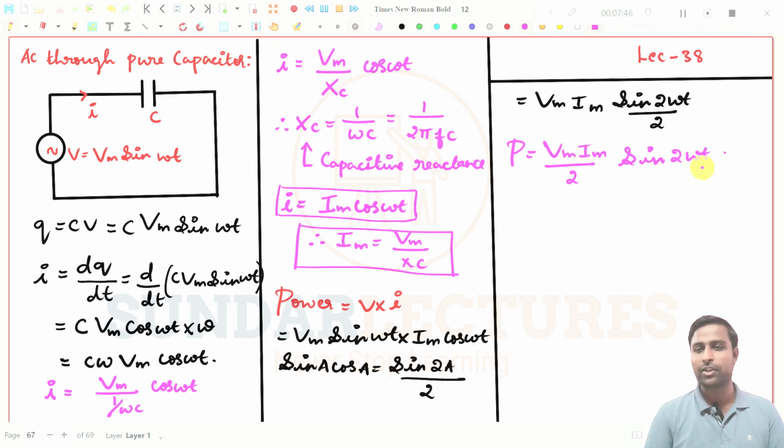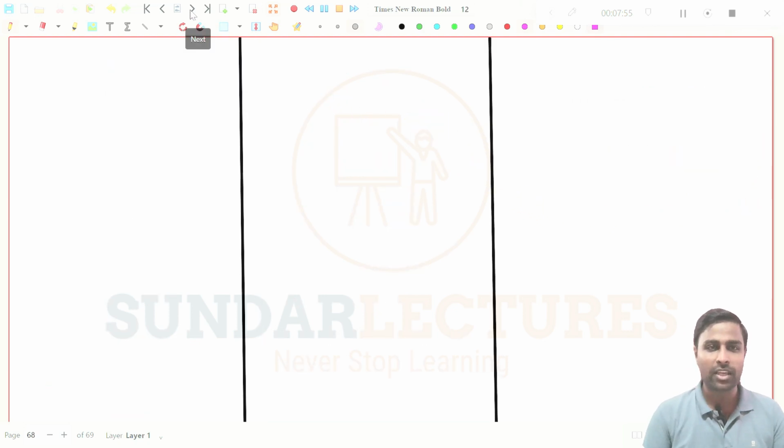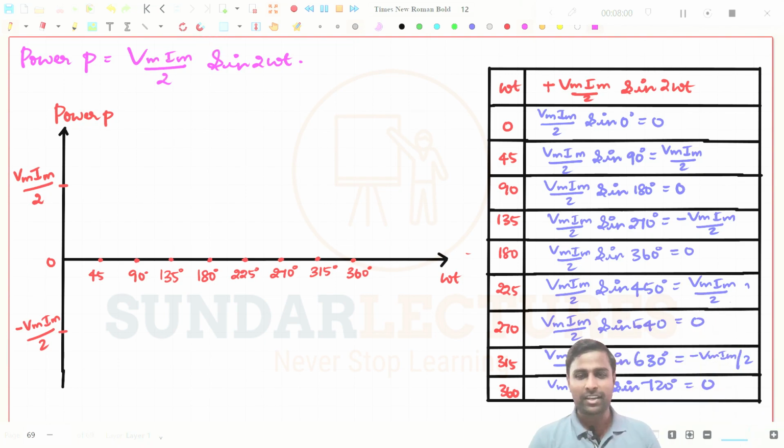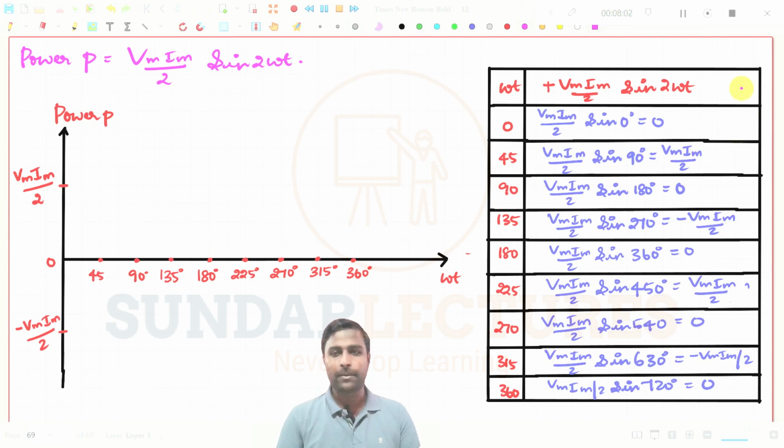We are going to substitute the omega t values from 0 to 360 degrees and plot the graph for the expression we have got in the purely capacitive circuit. See this one. I have taken this expression, Vm Im by 2 sin 2 omega t, that we derived, and substituted the omega t values 0, 45 and 90 degrees. We have seen this already, so it is not necessary to go very deep into it. So we try to plot this diagram now. These are the omega t values.